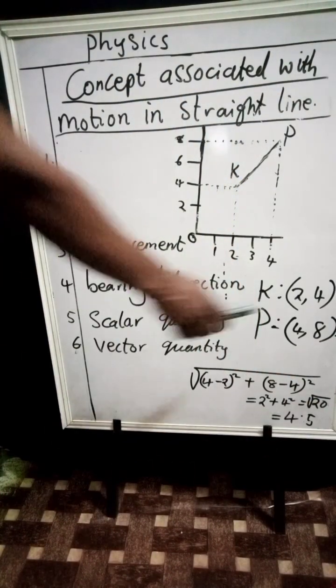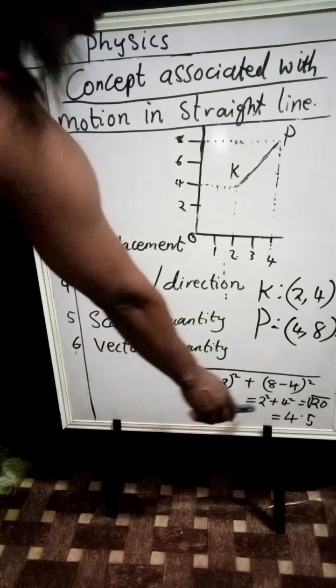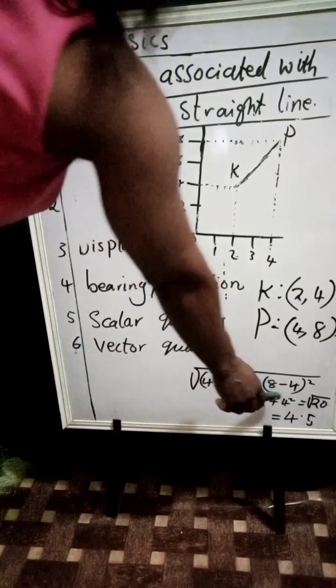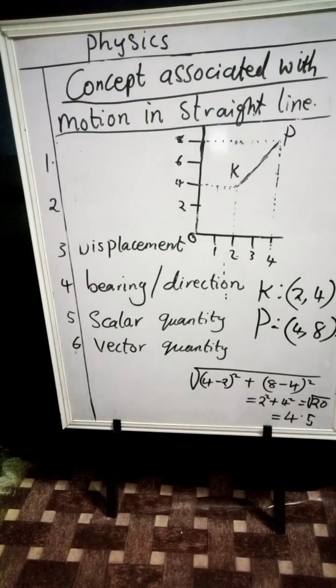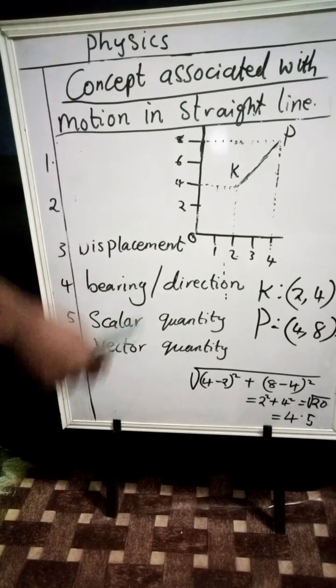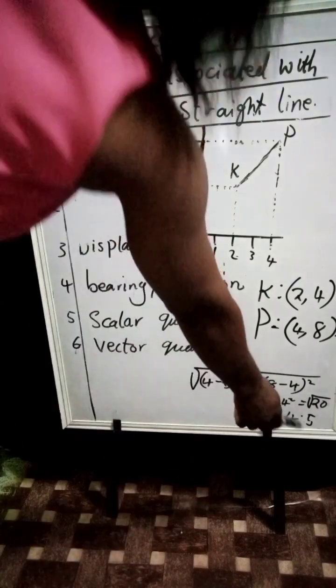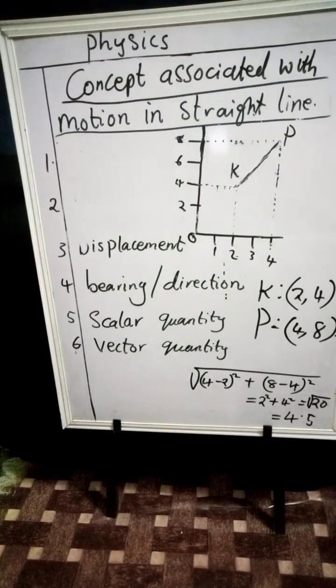Because 4 minus 2 will give us 2 squared. And 8 minus 4 will give us what? 4 squared. 4 squared is what? 16. And 2 squared is 4. 16 plus 4 is 20. The square root of 20 is 4.472 something. And approximately we got 4.5.